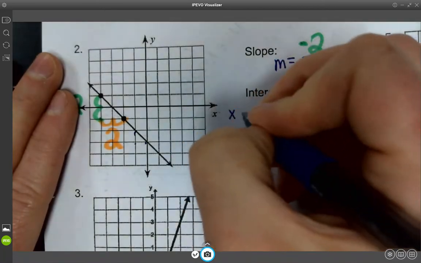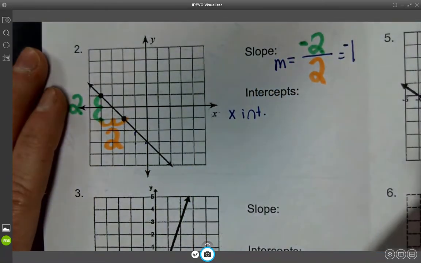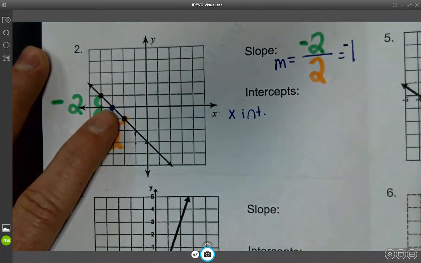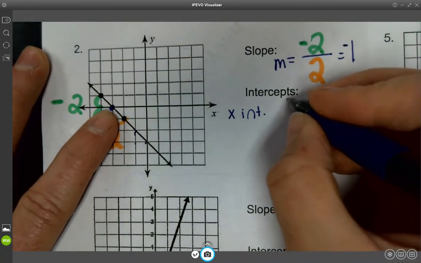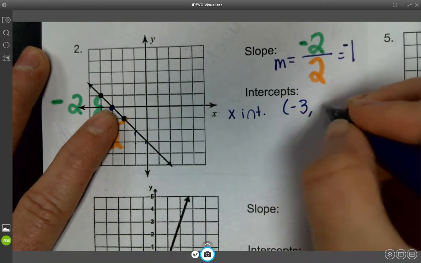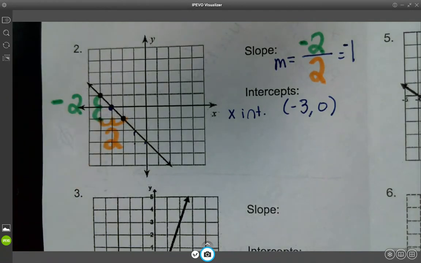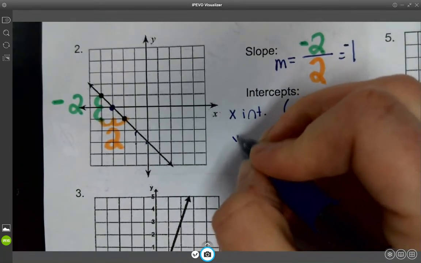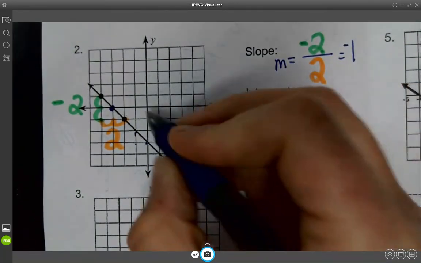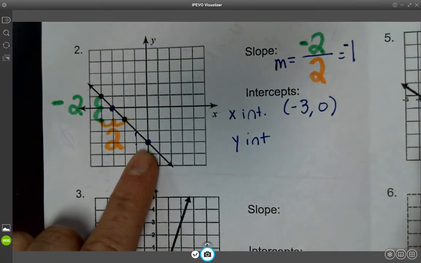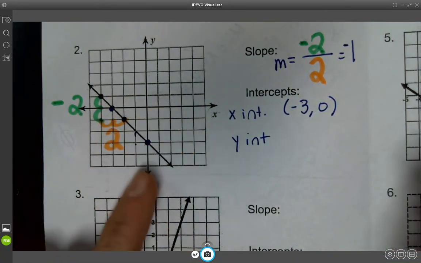Let's do our x-intercept. Yep, it is also at -3. Same as the last one, -3, 0. So for the x-intercept, the y is 0. Okay, then our y-intercept, yeah, it's also a -3, but it's 0 left and right, down to -3.